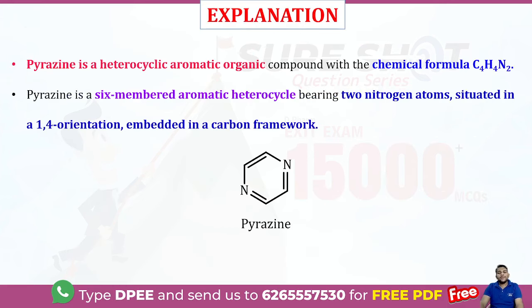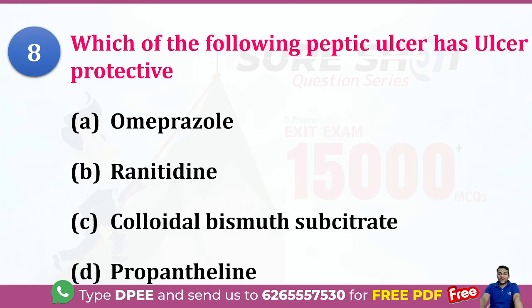So you just have to remember that pyrazine is a heterocyclic aromatic compound having the formula C4H4N2, and it is a 6-membered structure, as I told you, bearing 2 nitrogen atoms that are situated at the 1 and 4th positions, and that are embedded in the framework of the nitrogen carbon. Got it? First question for you.